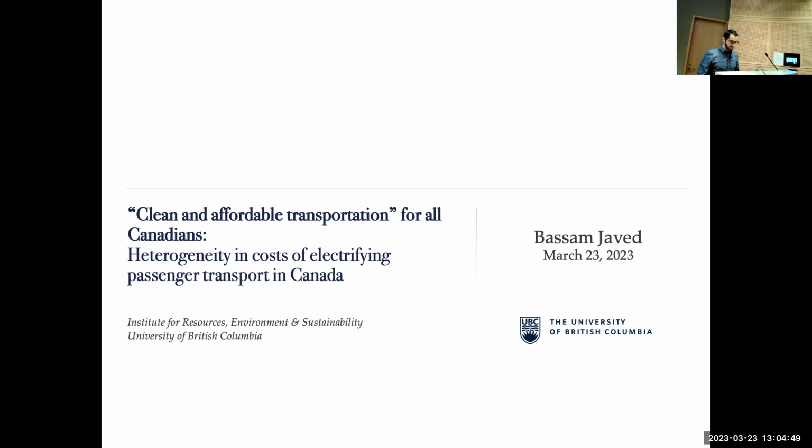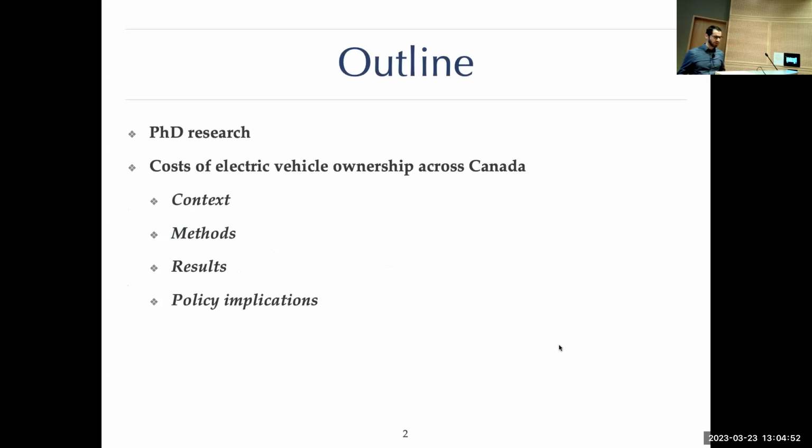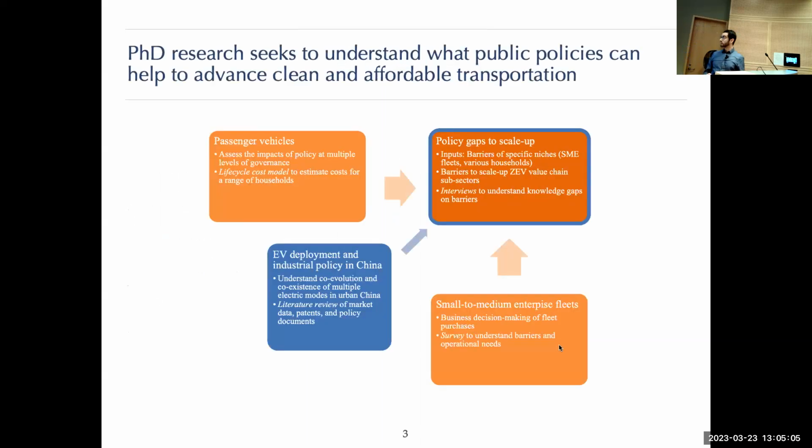It's wonderful. So just to get started, I'll do a quick outline of my PhD research before jumping into the study, some context, methods, results, and then at the end I'll wrap it up with a bit about policy implications of the results. So my PhD research broadly seeks to understand what public policies can help to advance clean and affordable transportation, particularly in Canada.